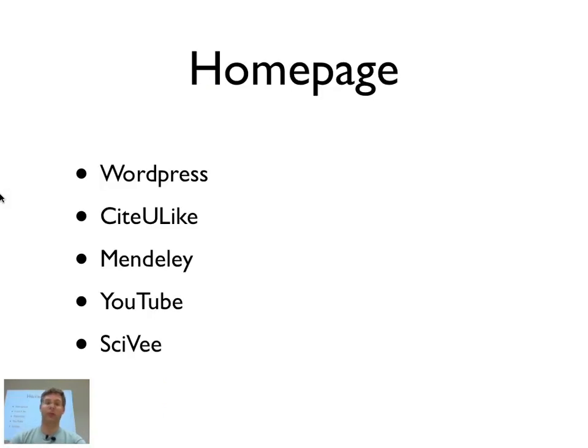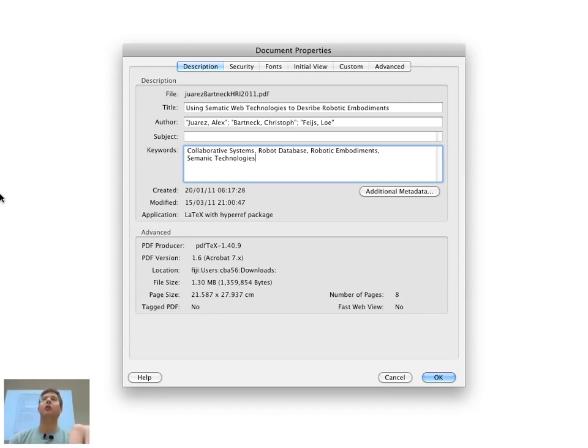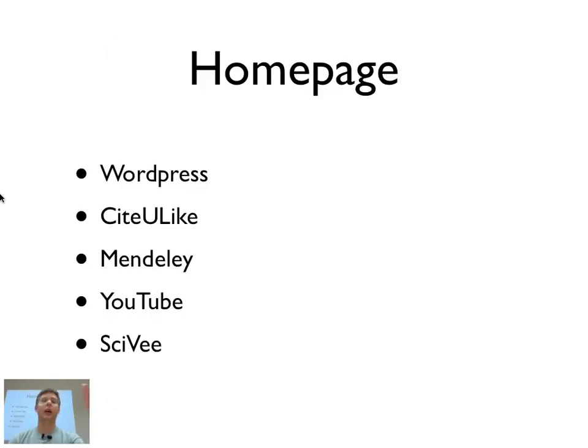Furthermore, there's one missing. Oh, it's this one. Do the metadata. Every PDF file has metadata. Fill it in so that Google can find you better. If you have a homepage, do WordPress, do Site You Like, do Mendeley, do YouTube, do CV. Essentially, shoot your stuff out there. Make sure it's accessible to other people.